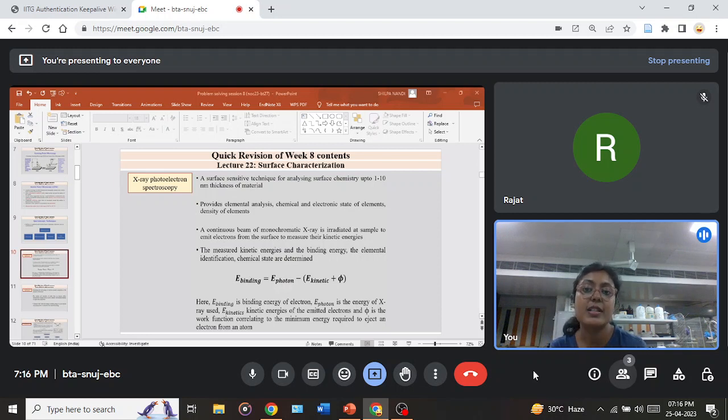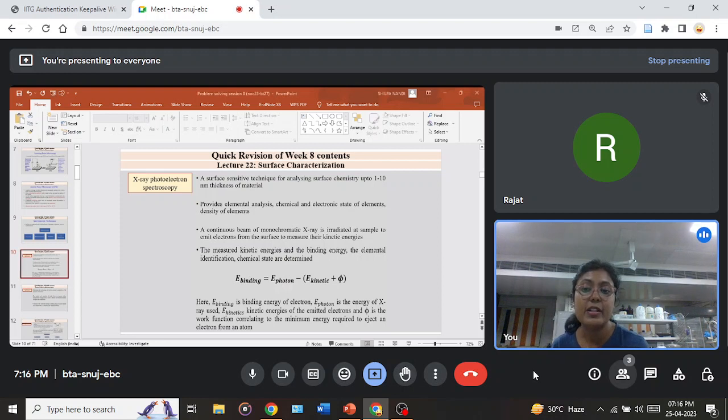So in this case, it is a surface sensitive technique which analyzes surface chemistry up to 1 to 10 nanometer thickness of the material. So this particular XPS provides elemental analysis as well as the chemical and electronic states of the element, and the density of the element as well. So in XPS, a continuous beam of monochromatic X-ray is radiated at the sample. The sample emits electrons from the surface and then the kinetic energy is measured. So from the measured kinetic energy, the binding energy, the elemental identity and chemical state are then determined.